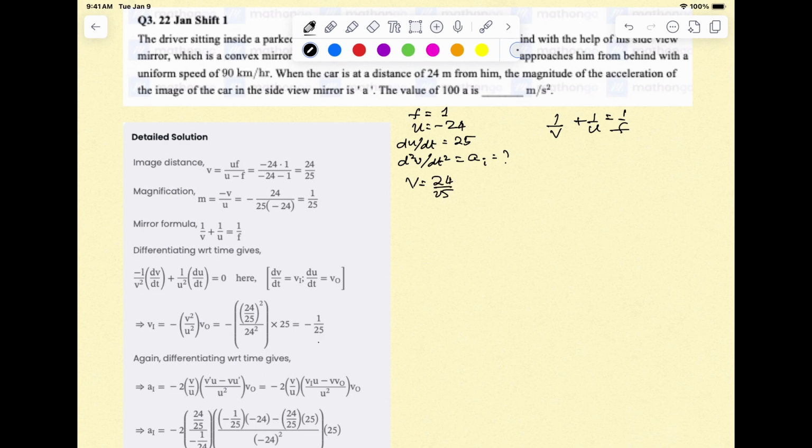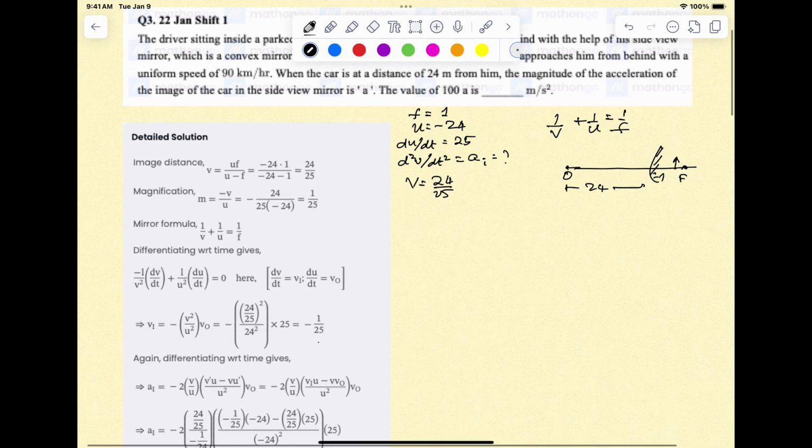I can also draw the figure for you so that it will be clearer. Now this is the focal length. This is the focus, which is 1 meter, and the object is here, 24 meters. And then the image is going to be erect, which is going to be like this, at 24 by 25, less than 1 meter. Okay, f is equal to 1 meter, v is 24 by 25 meter. That's what is given.